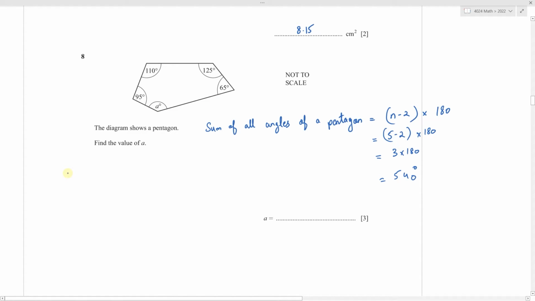So now let's find the value of A. A plus 95 plus 110 plus 125 plus 65 is 540 degrees. So 110 plus 95 is 205, 205 plus 125 is 330, 330 plus 65 will be 395. So A plus 395 is 540. So A will be 540 minus 395. So this is 145.